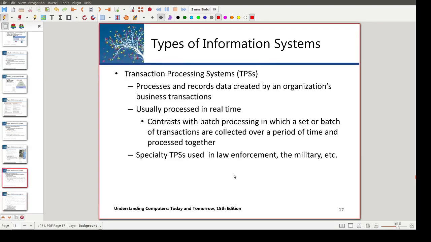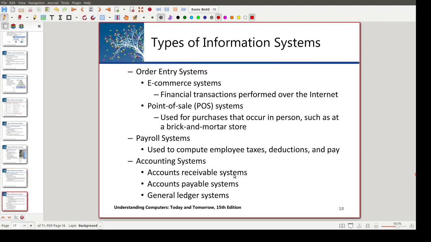Also from these transaction processing systems, we have order entry systems. We have two examples, e-commerce systems and point of sale systems. E-commerce systems process and record the financial transactions performed over the internet, and point of sale systems are used for purchases that occur in person, such as Fathallah stores and so on.